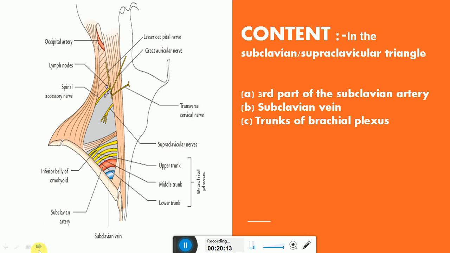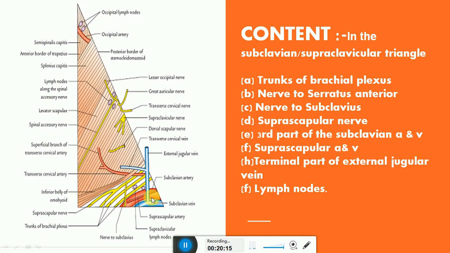Other contents present in this triangle. So we have seen the trunks of the brachial plexus. This is the inferior belly of omohyoid, and below this we have the subclavian triangle. These are the trunks of the brachial plexus. Now, nerve to serratus anterior. This is also called the long thoracic nerve.